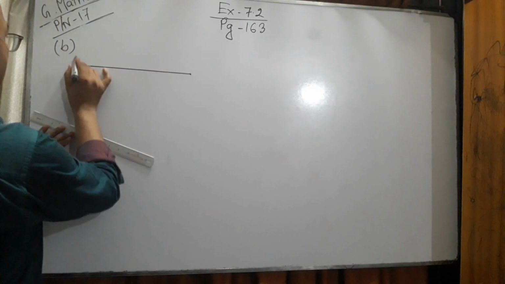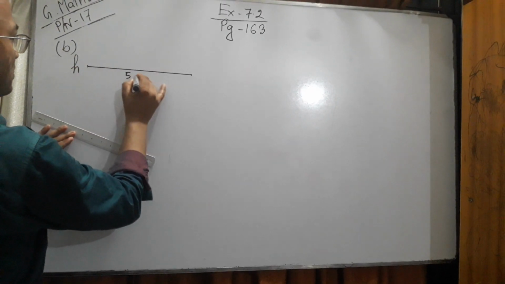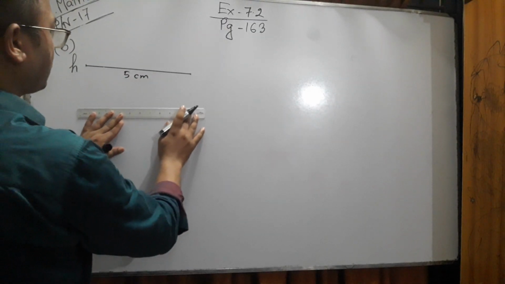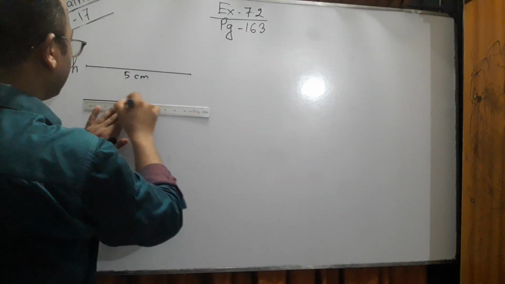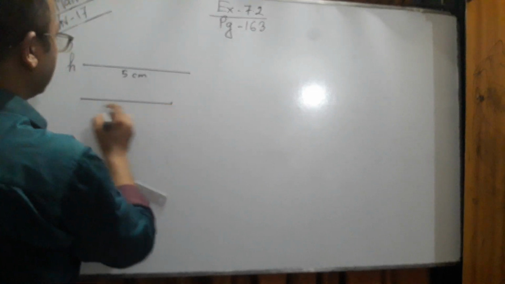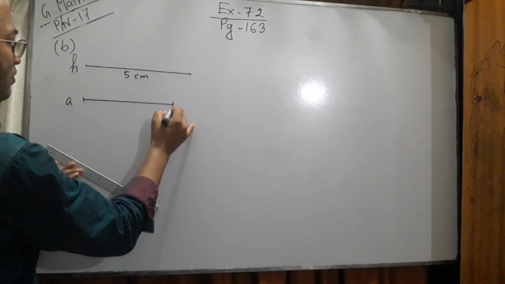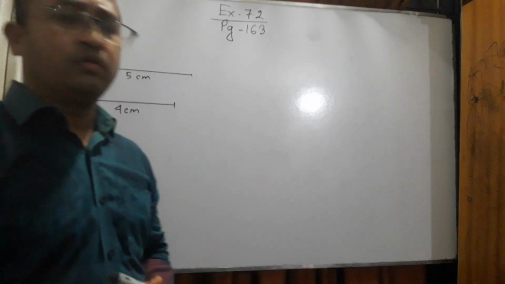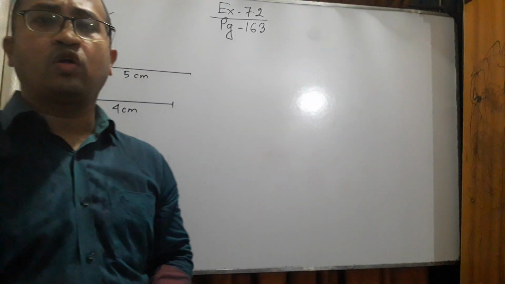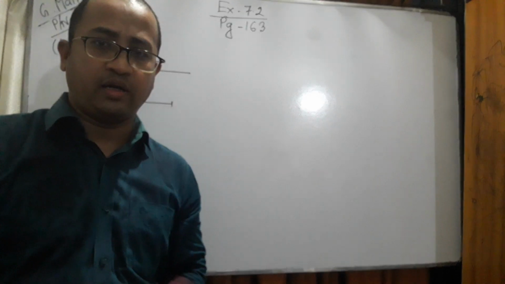This is the hypotenuse, 5 cm. And this is one side, 4 cm. So these two pieces of information are given, we will draw the required right angle triangle.